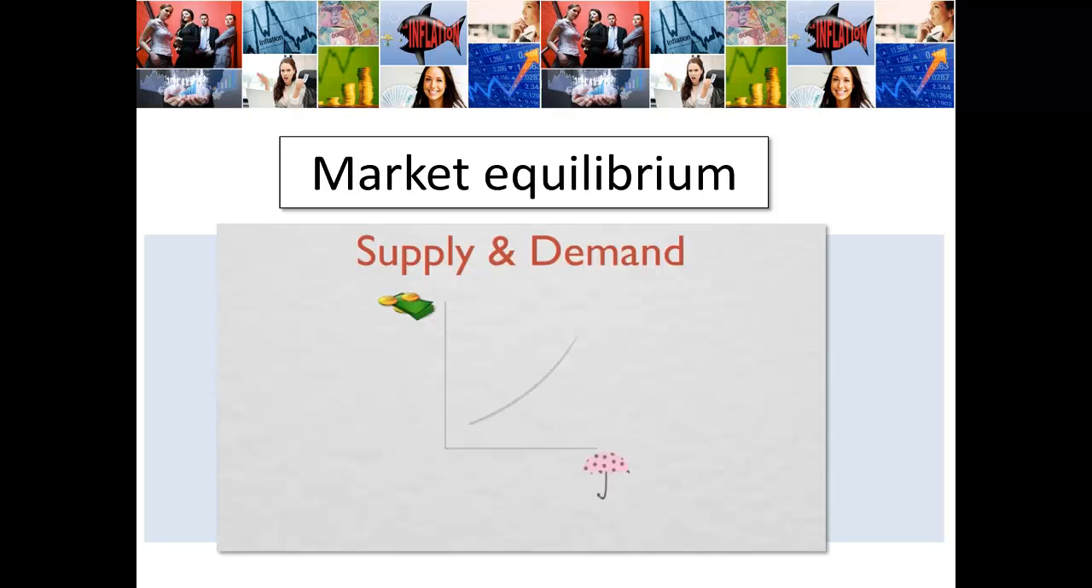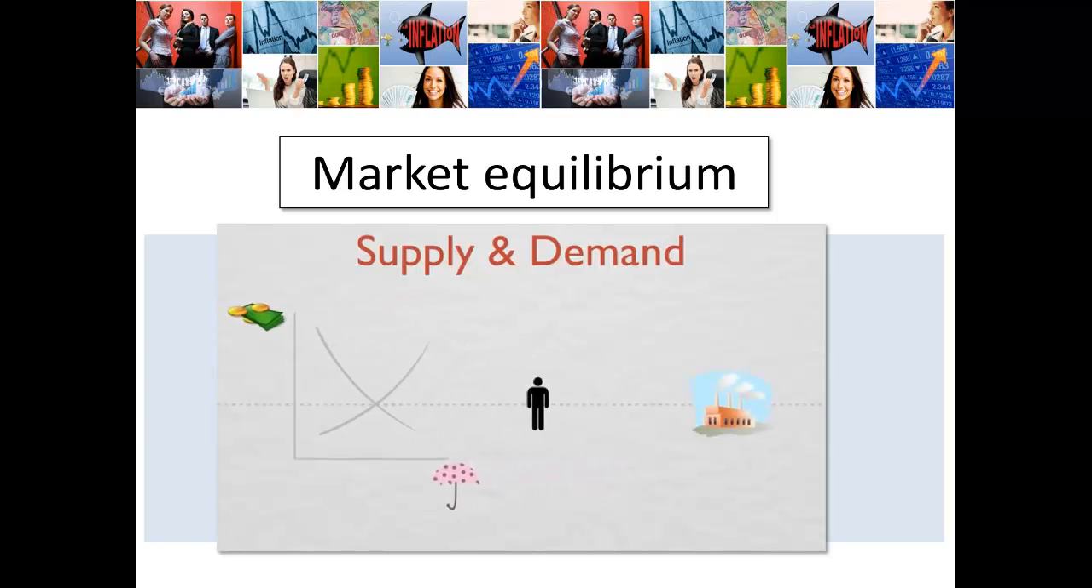If we graph our supply curve and our demand curve together, we get this cool little X. The price at which supply and demand cross is the market clearing price. If the price is at the market clearing level, producers produce exactly as many umbrellas as buyers want to buy. So every umbrella is sold and everyone who wants to buy an umbrella can do so.